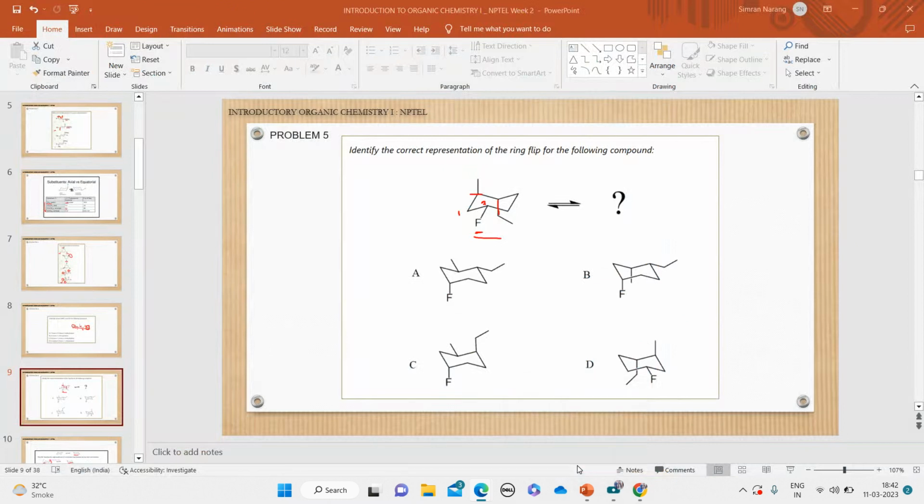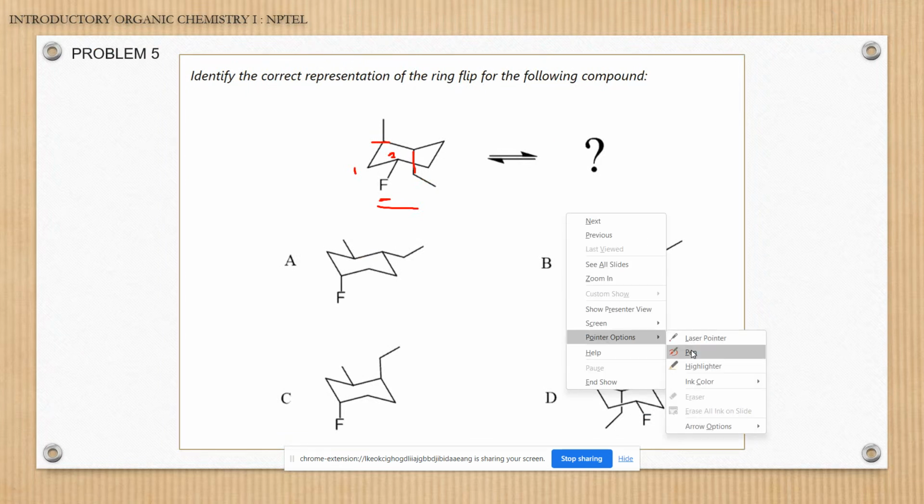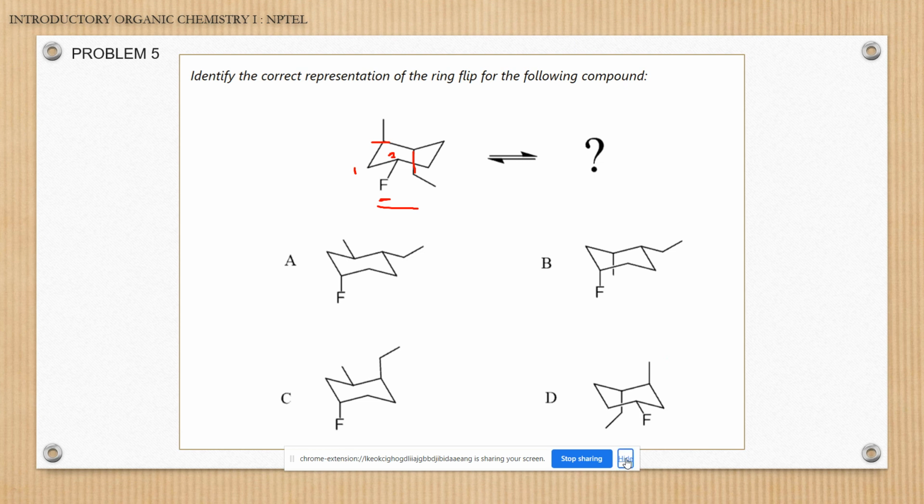Option A. Any other option you can see which could be correct? See, you guys are thinking according to the preferences. Option A is the correct answer.